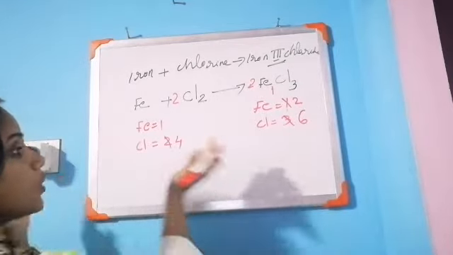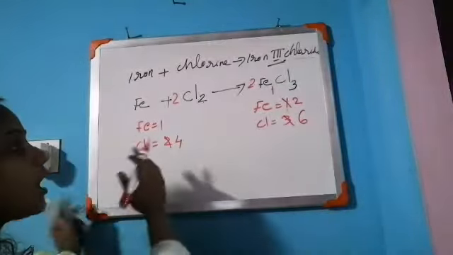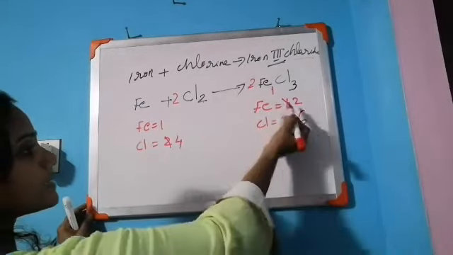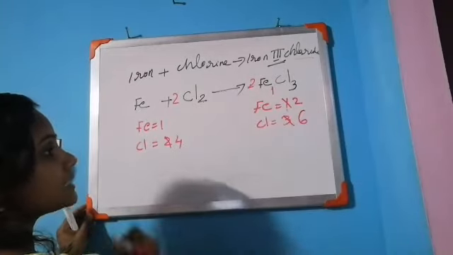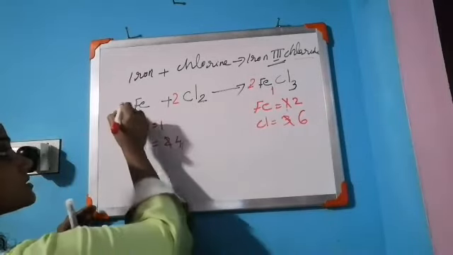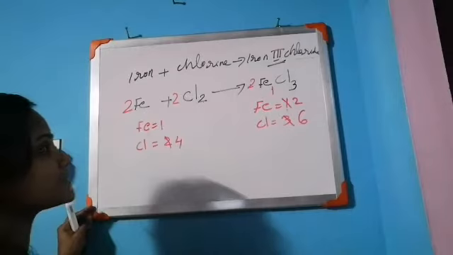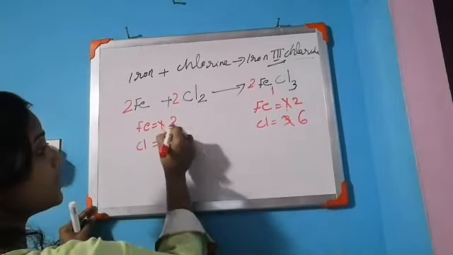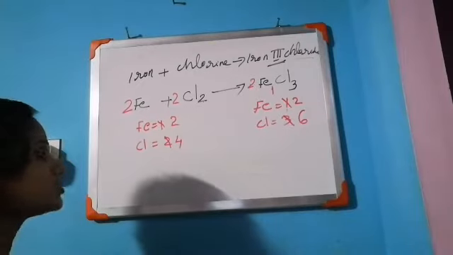So we can check the left side. How many iron in the reactant side? 1. Product side 2. Which side has less iron? Reactant side. So we should multiply by 2 on the left side of iron. Now iron number is 2.